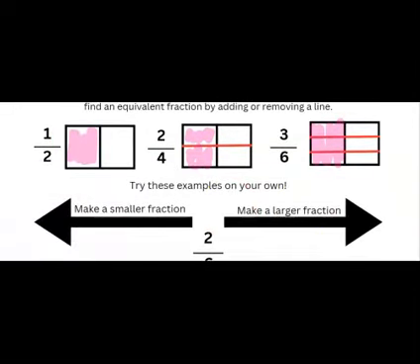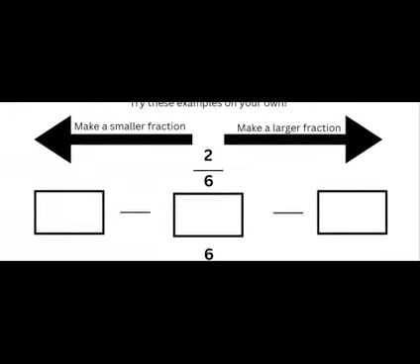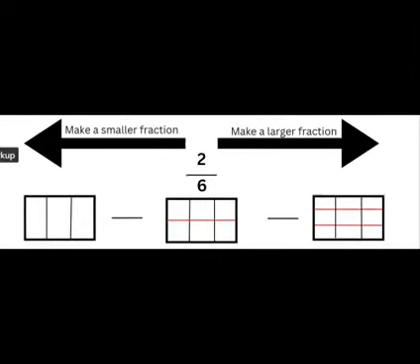You're going to try another example on your own. You're going to start with a medium-sized fraction in the middle, and then you're going to make a smaller fraction and a larger fraction on either side that are still equivalent and the same amount, but just look different because they're cut in different size pieces.